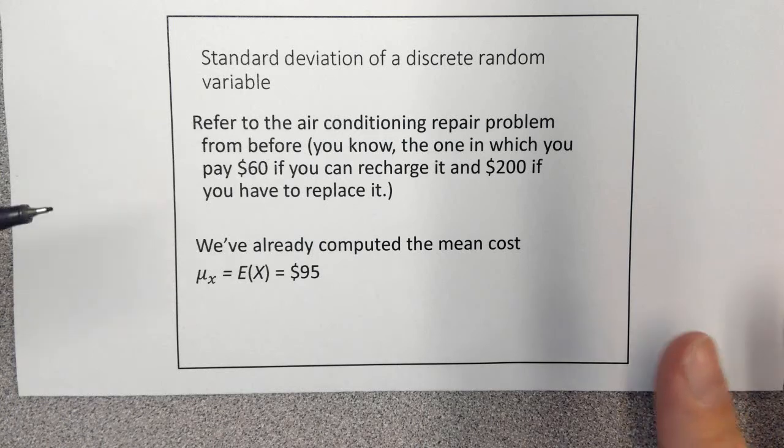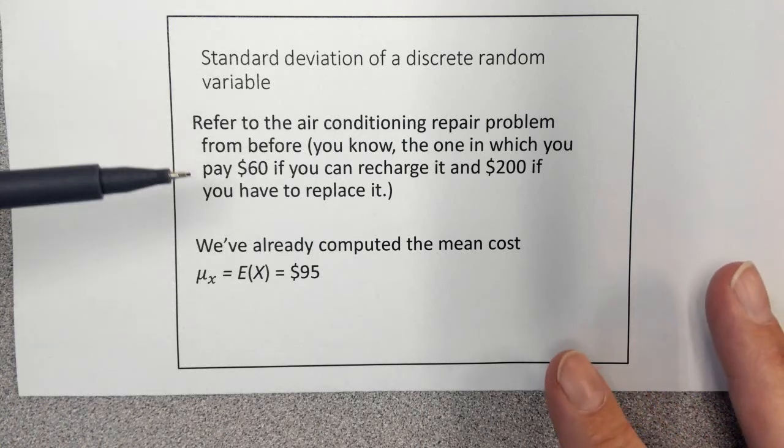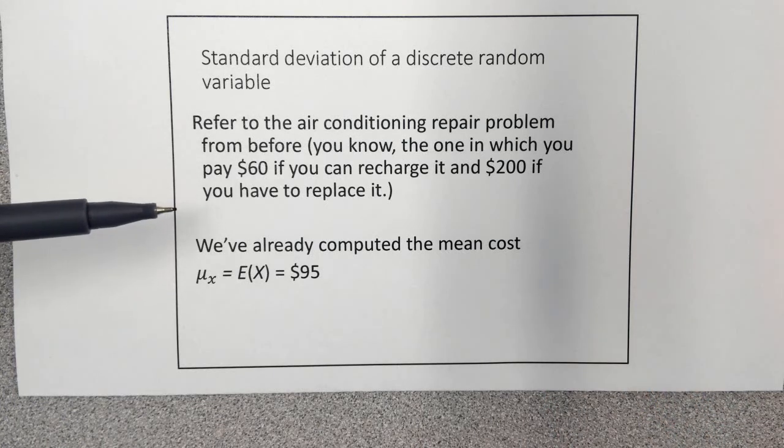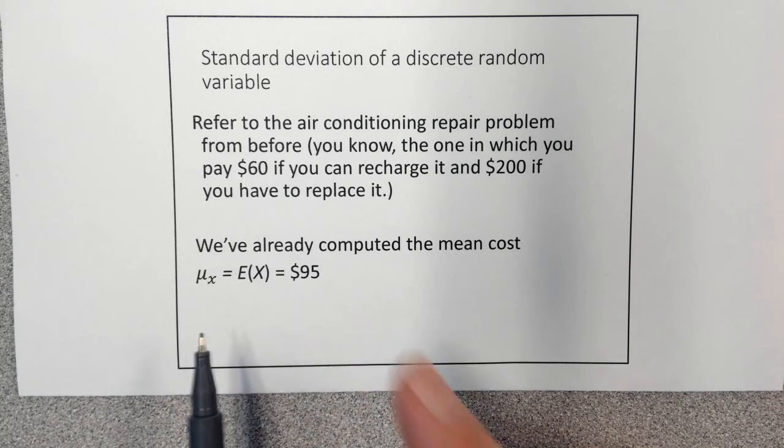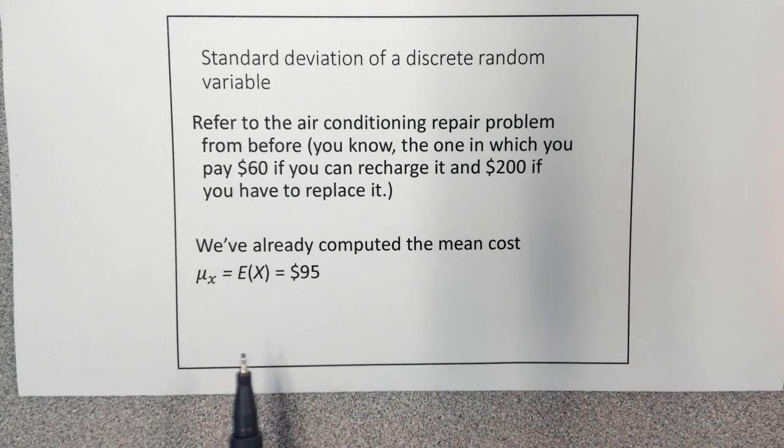So we found out yesterday in that problem where we could pay $60 to recharge the air conditioner or $200 to recharge that doesn't work and then replace it. And we computed a probability model and then computed the expected value or the mean. And we got $95. So if you were here, that should sound familiar. So on average, the mechanic can expect to make an average of $95 in the long run per repair.